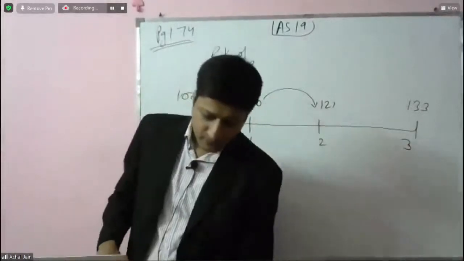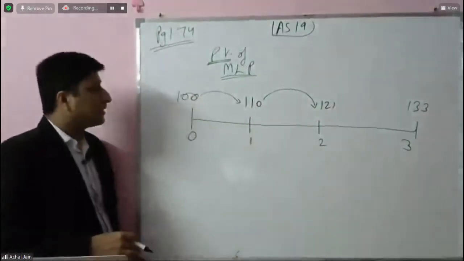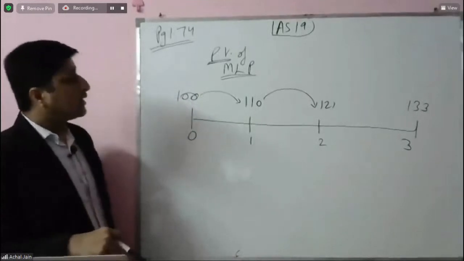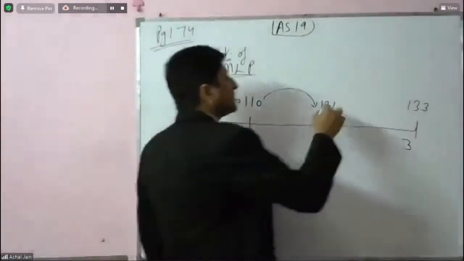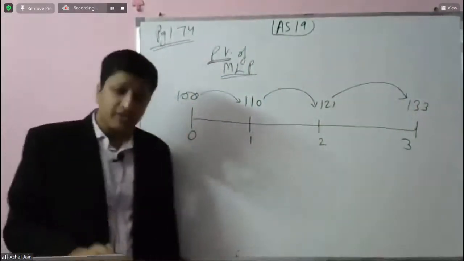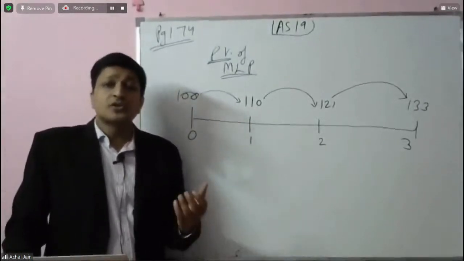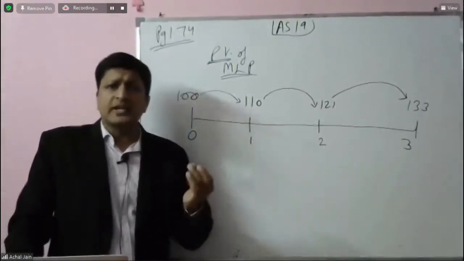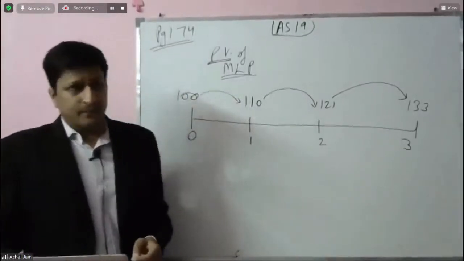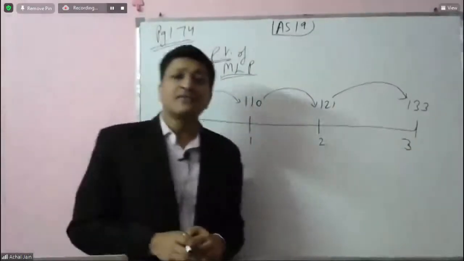Yeah. So now, one thing that we understand is that an amount of rupees 100 will become 133 after 3 years, 121 after 2 years, 110 after 1 year. Why? Because over a period of time, interest will get built. It will be loaded with interest. This is called as time value of money.